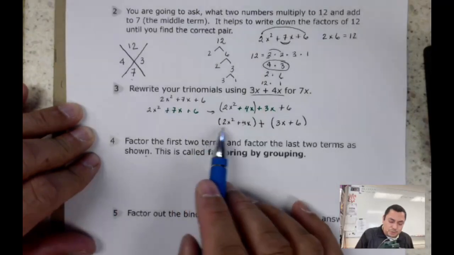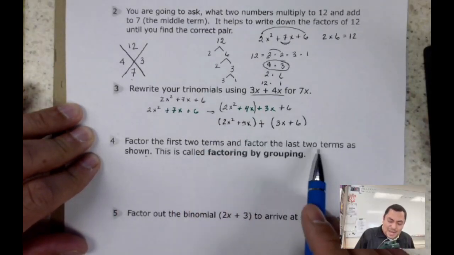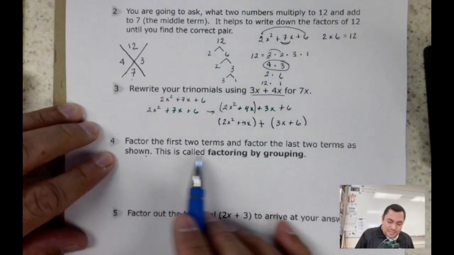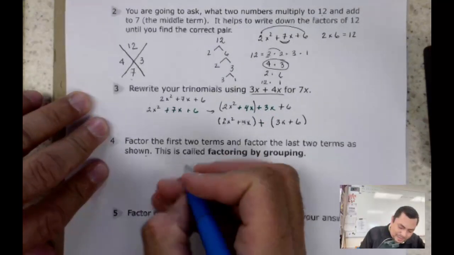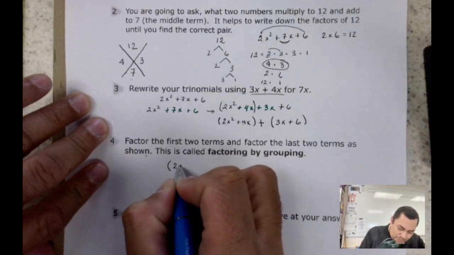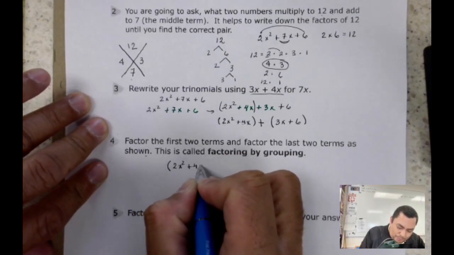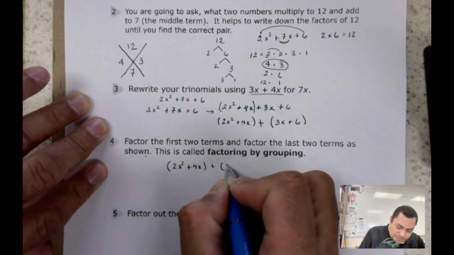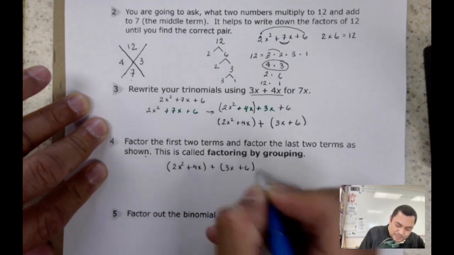Factor the first two terms and the last two terms as shown. This is called factoring by grouping. So let me write this one here: 2x squared plus 4x plus 3x plus 6.